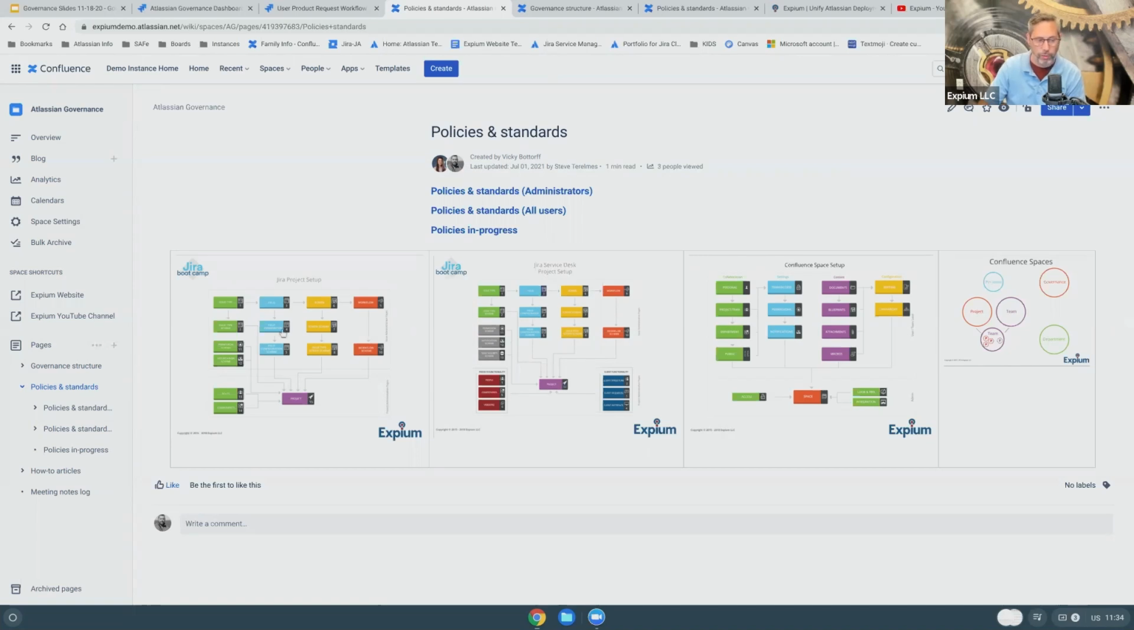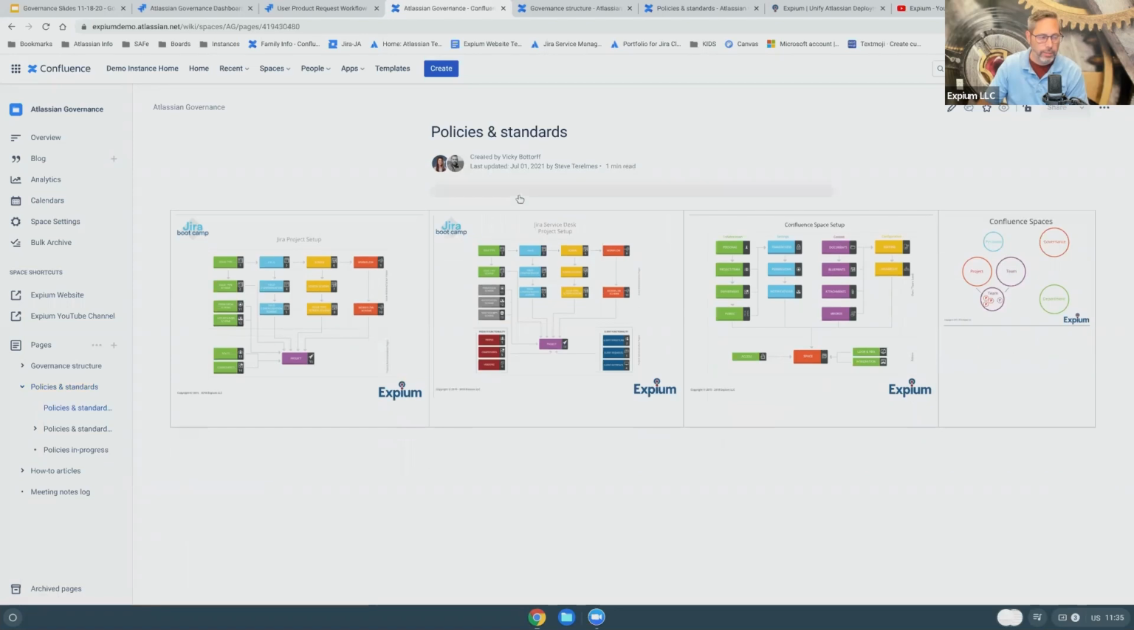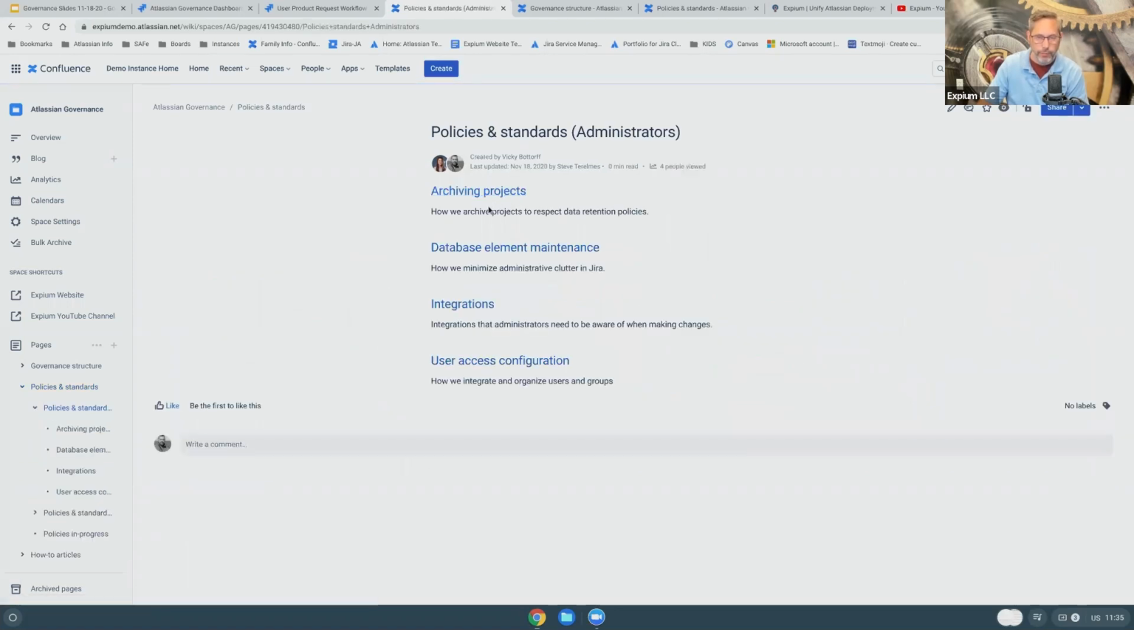We do this in all of our bootcamp classes. We actually walk through each of these diagrams to help people learn how to build out Jira projects and best practices around those projects. You might have a policy and standard breakout by administrators and users. You might have it by division. You can do it however you want. But the key point here is to actually capture the different policies and standards that you have come up with.